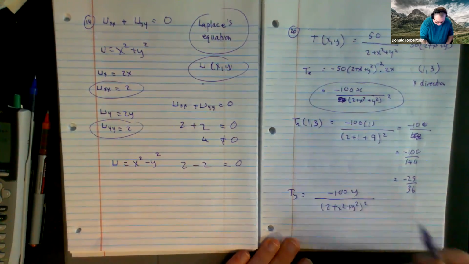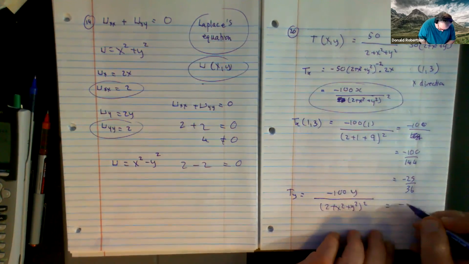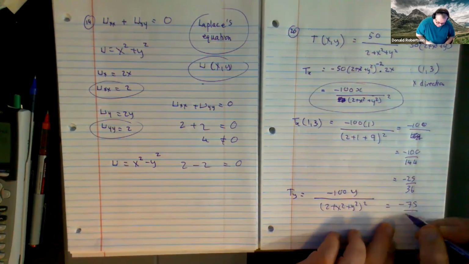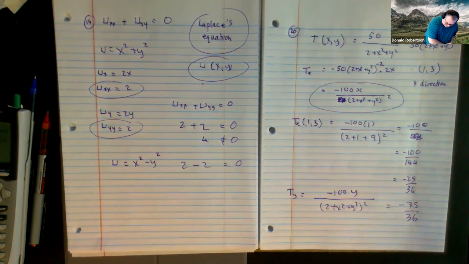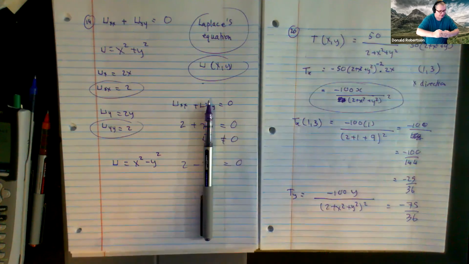Couldn't you also plug in (1,3) and get a slightly different answer? I think the difference is that it would be 3 times as big, so it would end up being negative 75 over 36. So this piece of metal is not cooling equally, is it? It's cooling down a lot more as you go north-south and less east-west.